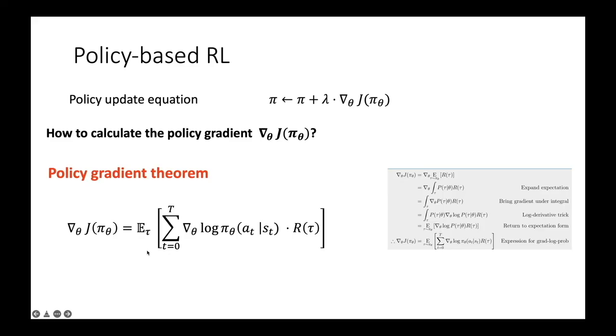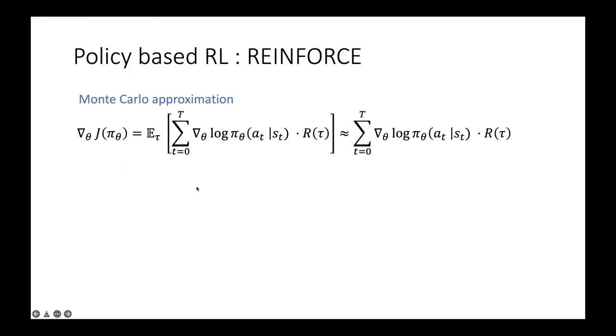Now, how does it help? We use a Monte Carlo approximation on top of the expectation. We have an expectation with this quantity inside. Instead of computing the expectation, we draw a sample from it, and this will be an unbiased estimate for the gradient term. This gives us a very simple algorithm for policy-based RL, which is known as REINFORCE.